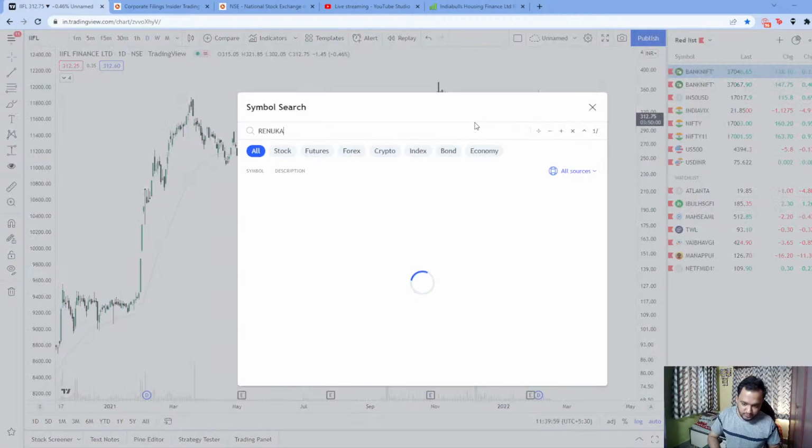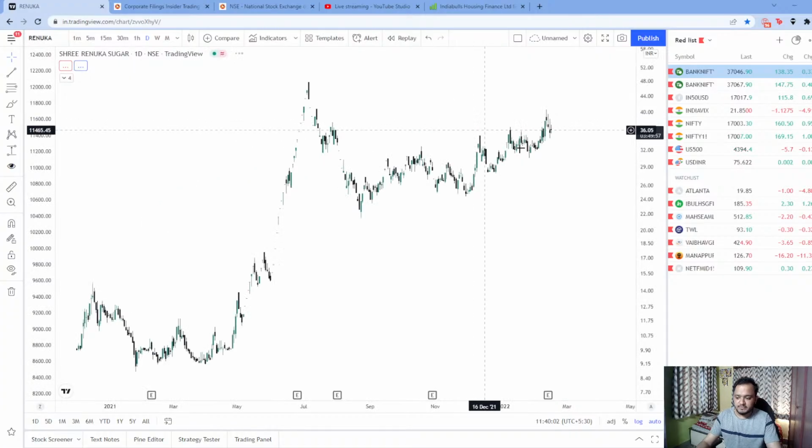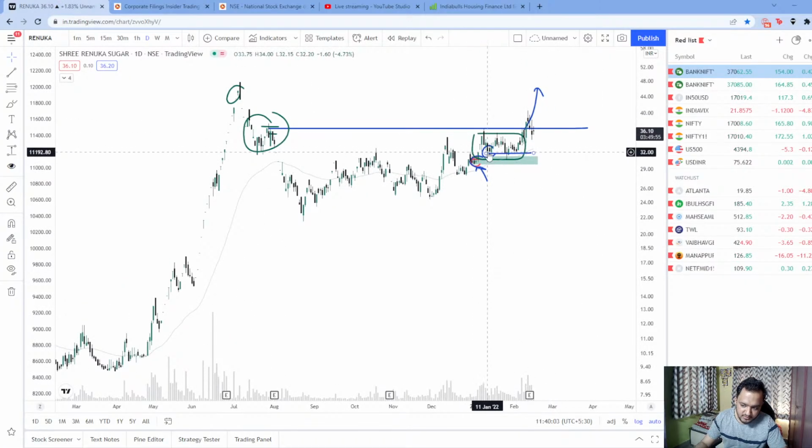Renuka looks like, yes, Renuka is holding. We have talked about Renuka multiple times. We're talking about this demand zone right now. It's a bit extended, but this is very strong. Yes.